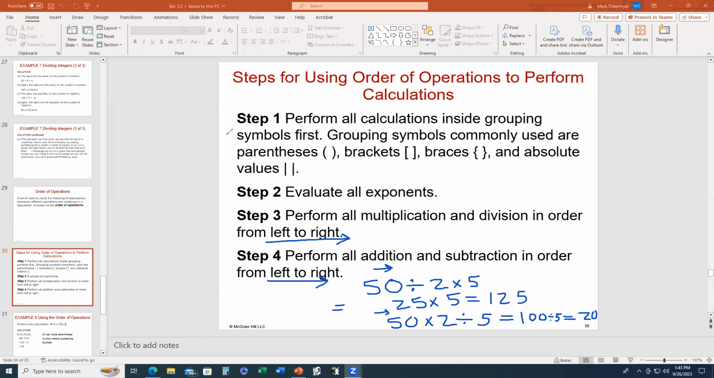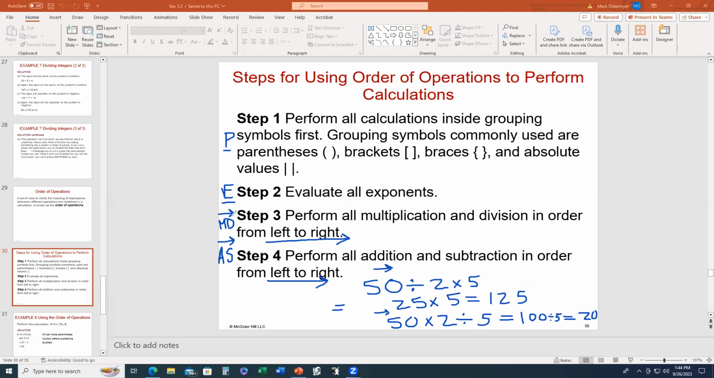A way of remembering this is to attach a nifty acronym to it. P, E, M, D, left to right. A, S, from left to right. Writing with the mouse is a trip.